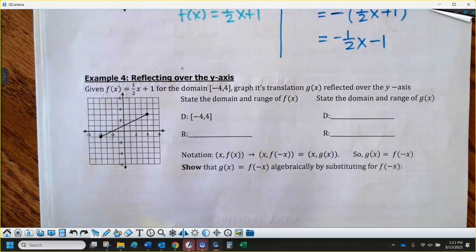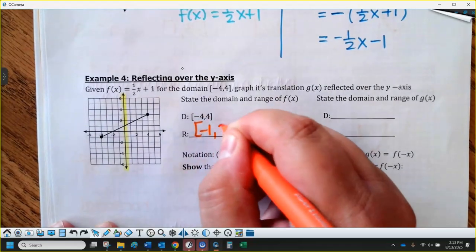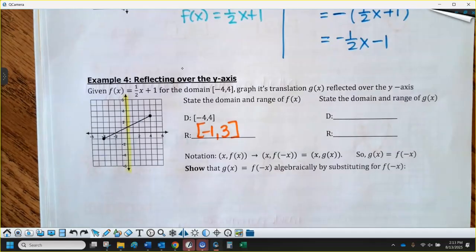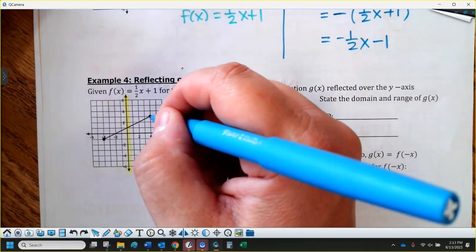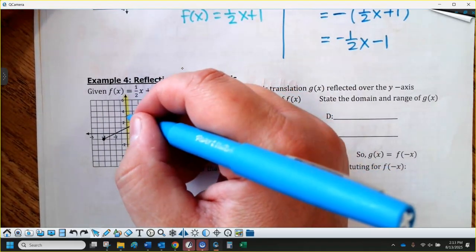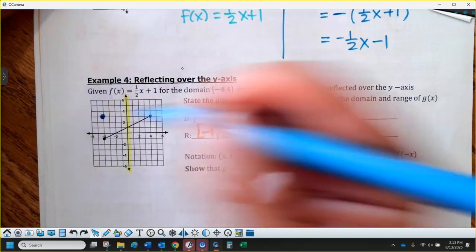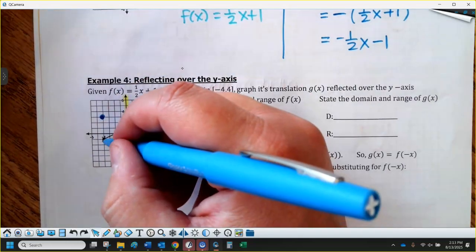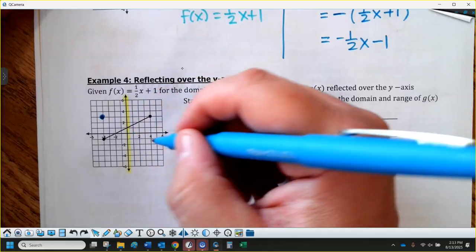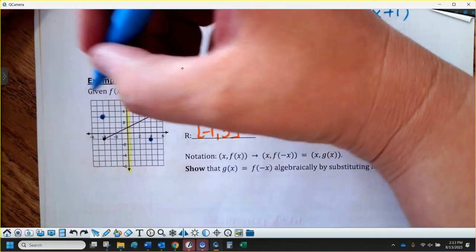So I got the exact same little line segment. So I'm going to go ahead and copy that range that we wrote down. Negative 1 to 3. Now, if we go over the y-axis, just count the distance you are away from the y-axis. That's all you got to do. So this is 4, 3. So 4 spots away, go 4 spots away on the other side. That's it. This guy is at negative 4. So it's 4 spots away, go 4 spots away on the other side.